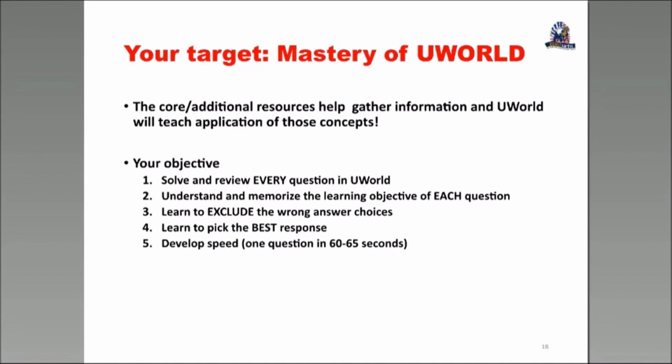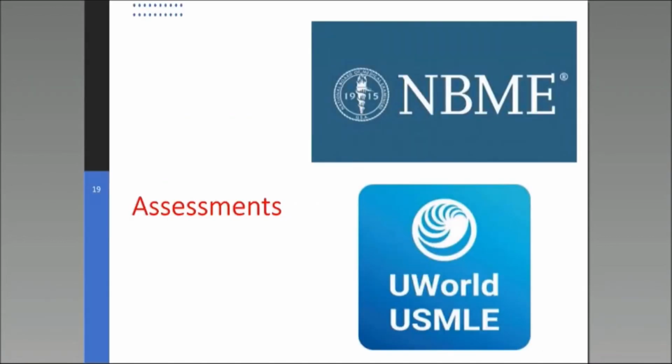You have to be able to understand and memorize the learning objective of each question. You have to learn to exclude the wrong answer choices, and why that particular choice is not correct. UWorld will also give you the ability to pick the best response, so they will train you in that, and you have to learn that. And of course it'll help you develop the speed. So you should target doing one question in about 60 to 65 seconds, as per what our students' experience has been. Next we come to the assessments.